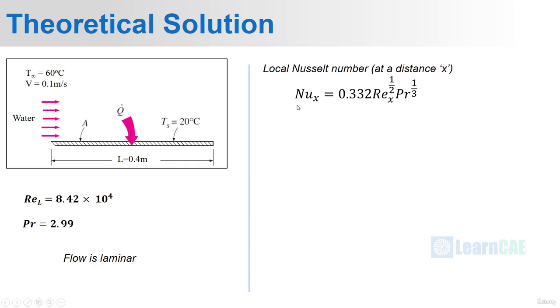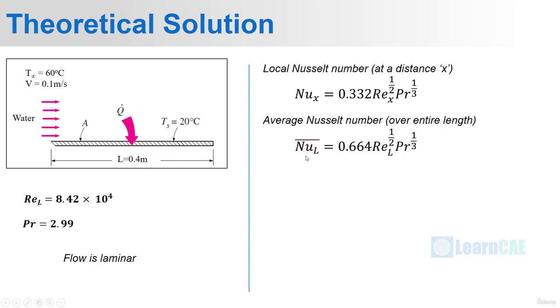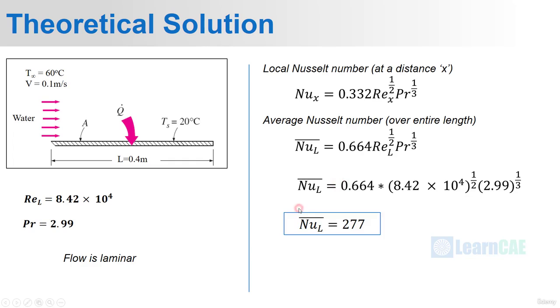If you want to find out the average Nusselt number over the entire length L, then it is given as Nusselt number is equal to 0.664 into Reynolds number power 1 by 2 for the whole length L multiplied by Prandtl number power 1 by 3. Okay. Now we shall substitute the value of Reynolds number and Prandtl number in this expression. So we will get the average Nusselt number over the entire flat plate as 277.